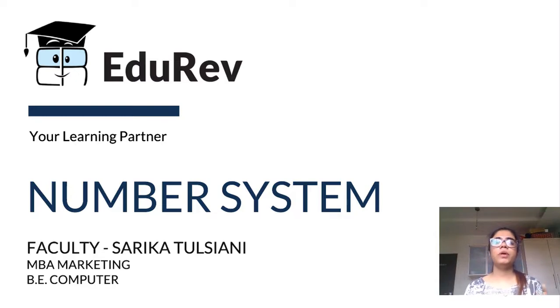And today we are going to talk about an important chapter in CAT, which is number systems. Now, number system is not a very difficult topic in CAT. In fact, it is one of the easiest topics compared to a lot of other chapters in CAT. The only thing is you need to understand the basis of this chapter. If you figure that out, solving the sums is very, very easy.